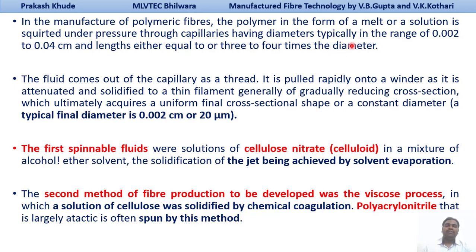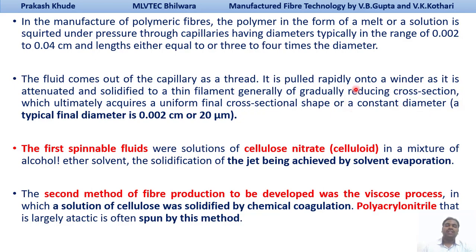So when we are manufacturing any polymeric fibers, we need to extrude that polymeric fluid through capillaries which have a diameter in this range, and the length to diameter ratio could be 3 to 4 times the diameter. The fluid coming out of this capillary as a thread is pulled rapidly onto the winder as it is attenuated, and solidification of this thin filament, with gradually reducing cross section, takes place, which ultimately acquires the uniform final cross section shape or constant diameter.